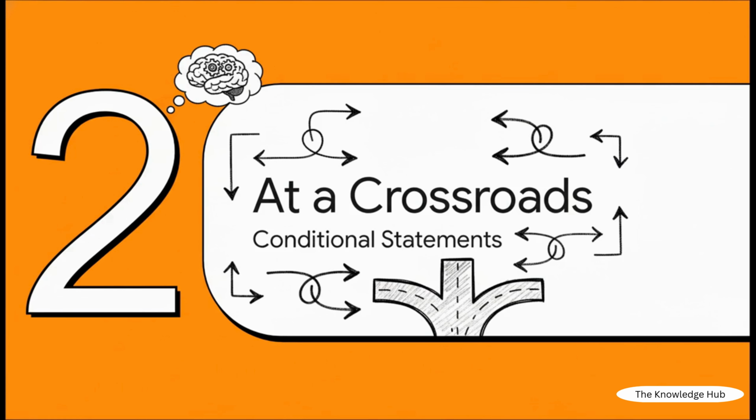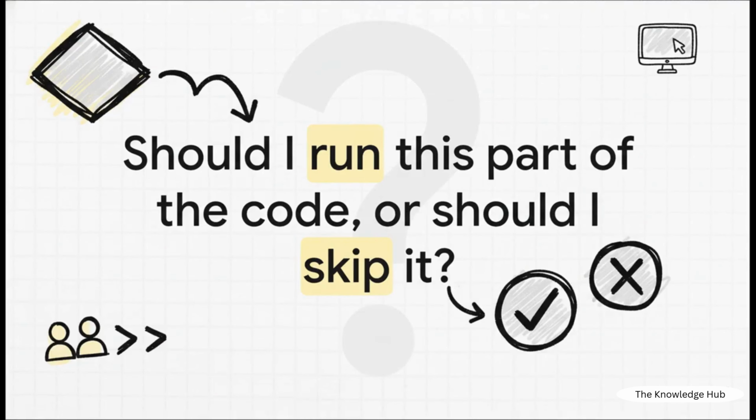The answer is something called conditional statements. You can think of them as the GPS for your code. They help it make smart decisions at every single intersection it comes across. At its heart, a conditional statement is really just the code asking itself a simple yes or no question. Stuff like, hey, is the user logged in? Or is the shopping cart empty? Or maybe, is this player's health below 0?